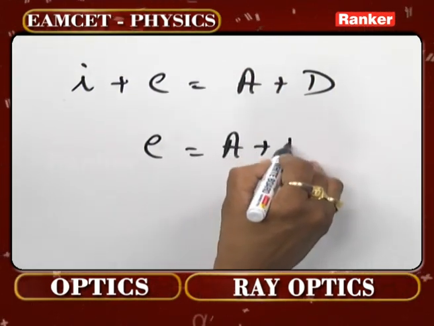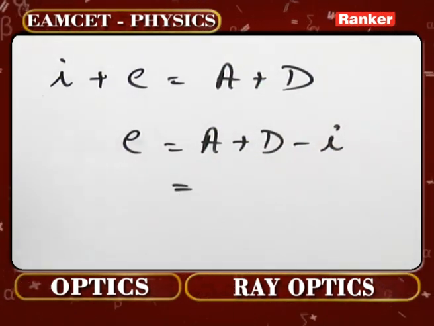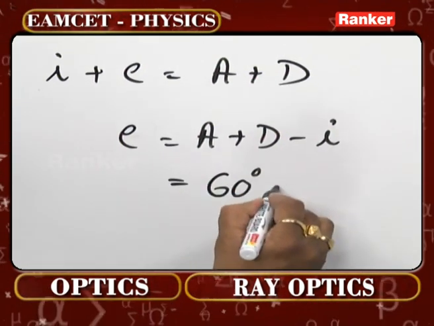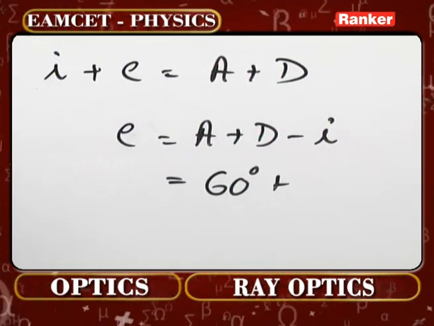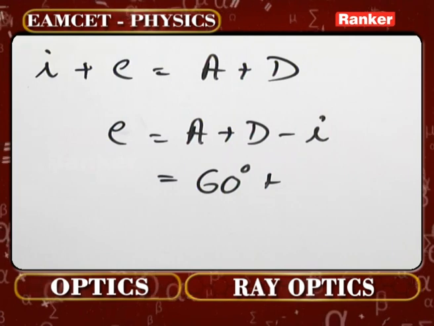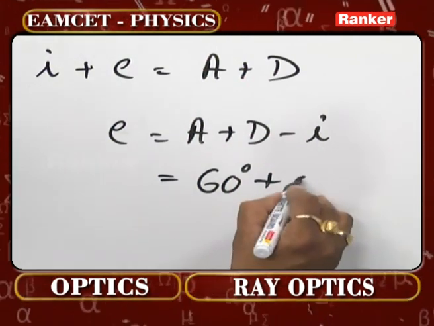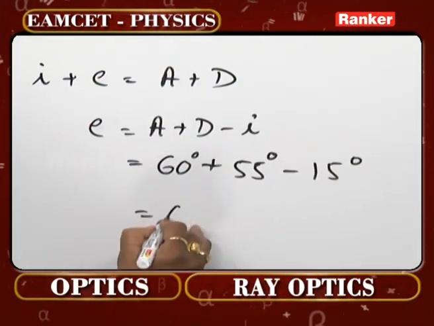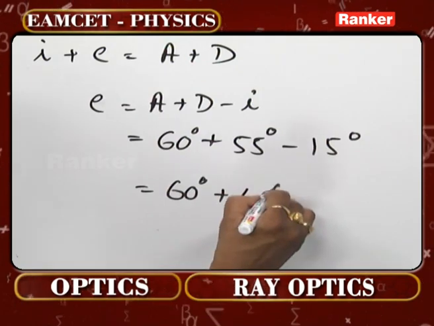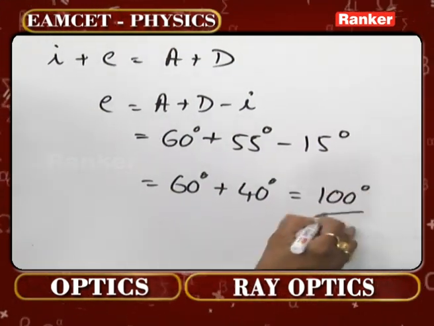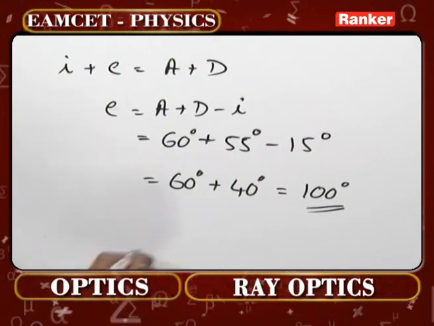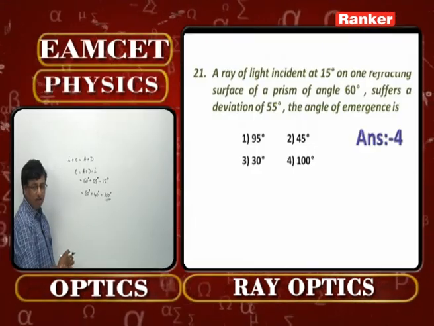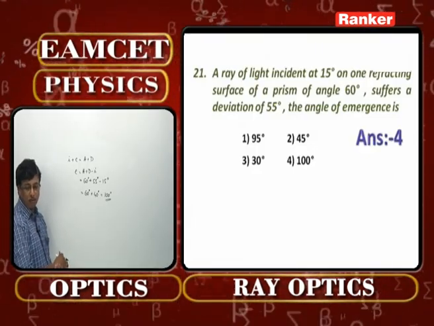Now we want E. What we should write? A plus D minus I. What are the values given? Angle of the prism is given 60 degrees, right? Angle of incidence is 15, and angle of deviation is given 55, so 55 minus 15. Now 55 minus 15 is 40. So 60 plus 40, which now should be 100 degrees. That should be the angle of emergence over here. Check those options once again. The fourth option is going to be correct in this particular case of problem number 21.